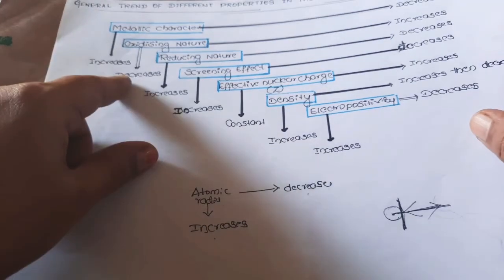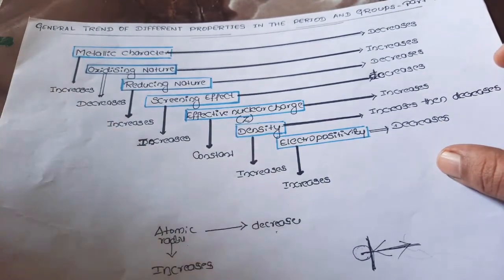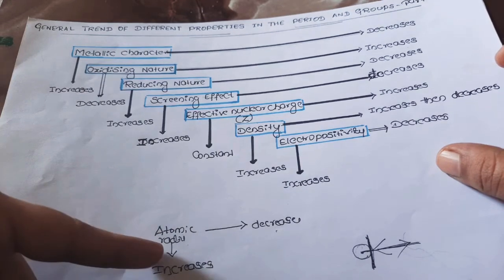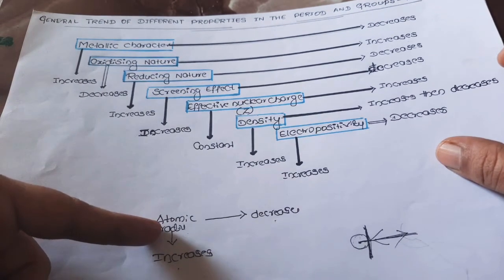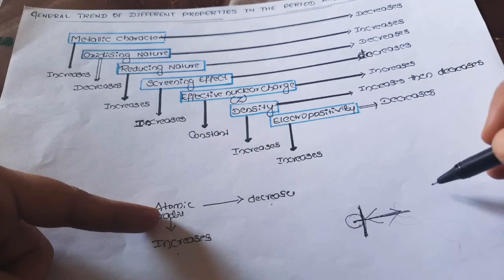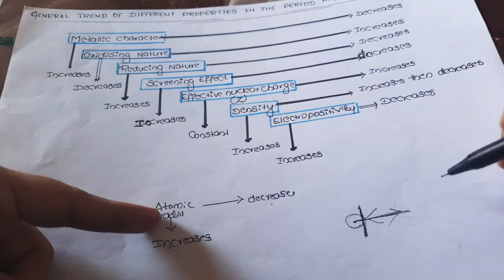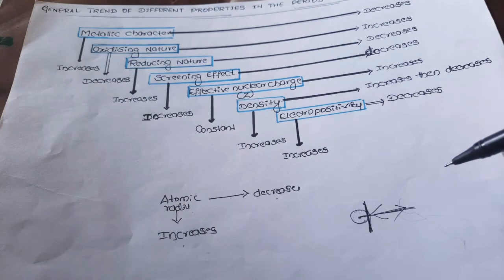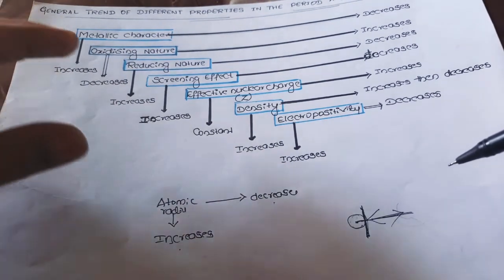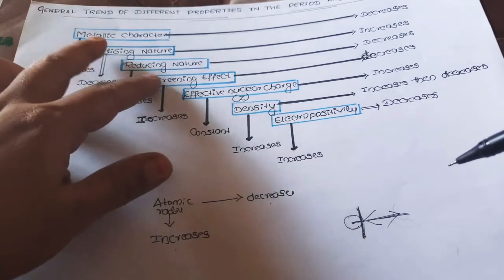So what happens down the group, dear students? Down the group, the atomic radius increases, so the distance between the nucleus and the outermost electron increases. Instead of attracting or accepting the electron, the oxidizing nature goes on decreasing. So that is the second property. Okay, come to the third one. It is vice versa.